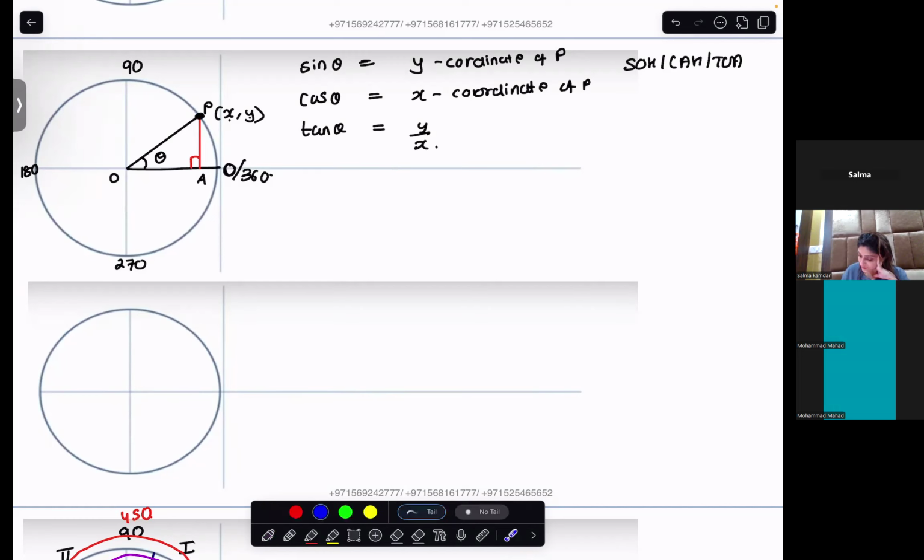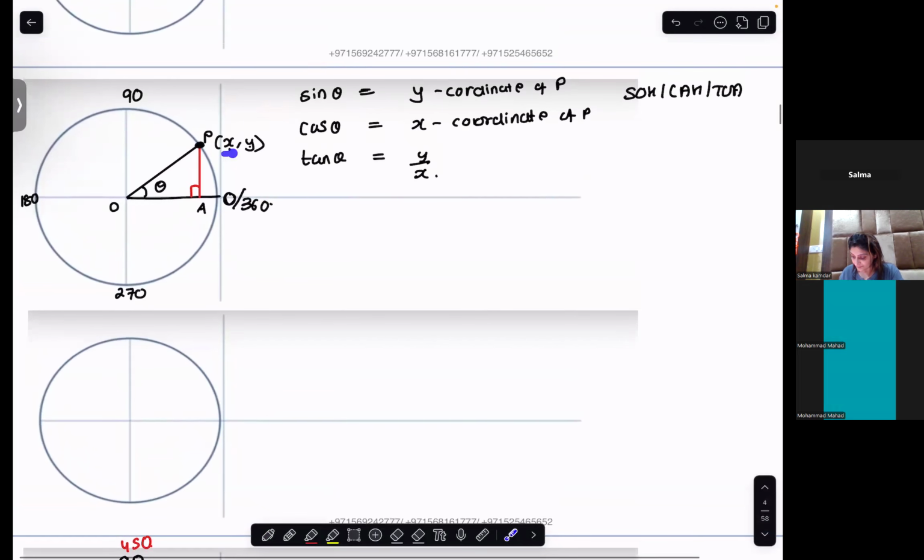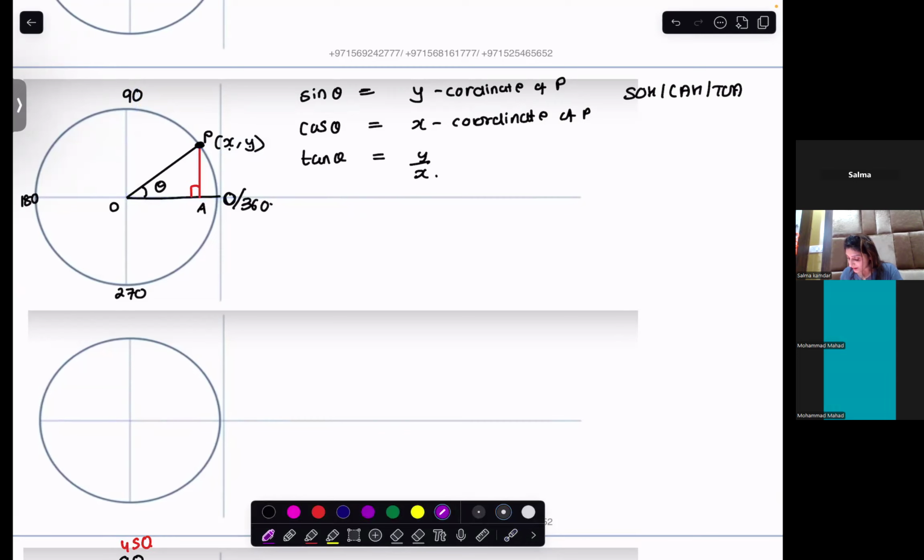This is from 0 to 90 degrees. When you're checking from 0 to 90 degrees, tell me, is the x coordinate over here positive or negative? Positive. And the y coordinate is also positive. This is the x coordinate and this is the y coordinate. So when I'm talking about angles in the first quadrant, I would say my sine is also positive, my cos is also positive.